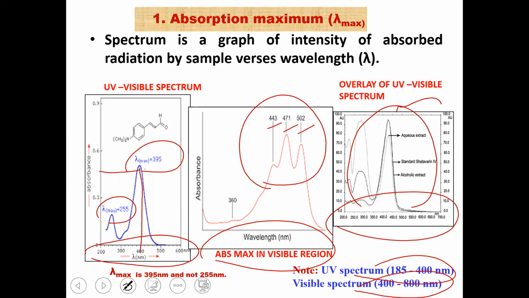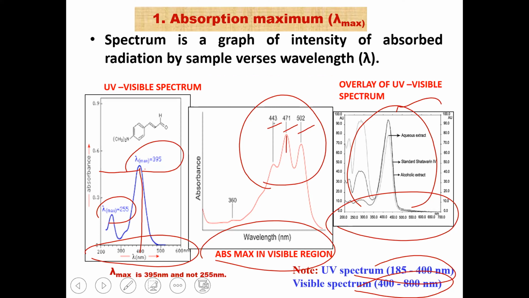But the lambda max is what? Lambda max is 471, because this is the one which is giving a maximum absorbance, whereas even though 502 is the maximum wavelength, that is not the lambda max. So please ensure that lambda max is nothing but the wavelength at which maximum absorbance is achieved.